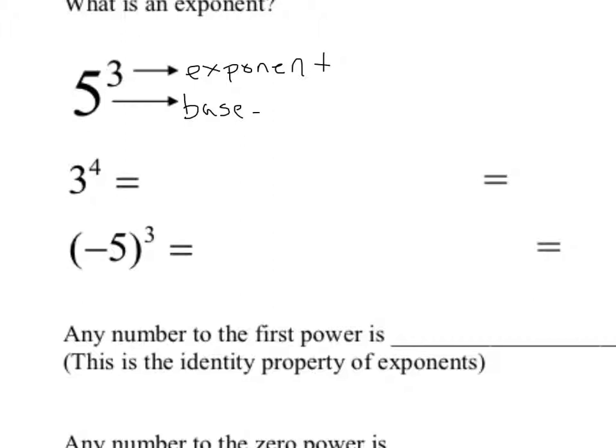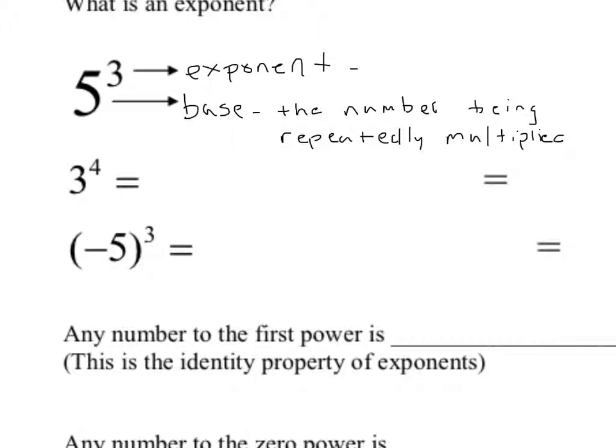So let's go ahead and write our definitions for base and exponent. Base is the number being repeatedly multiplied. And what does the exponent tell us? Dahlia? Yeah, how many times it's being multiplied?